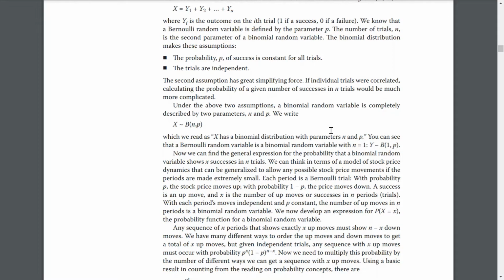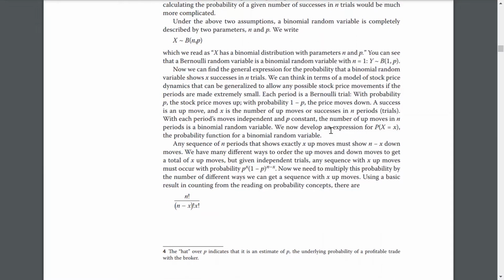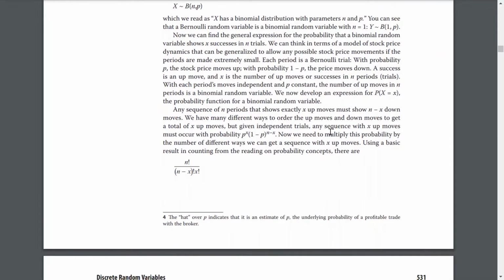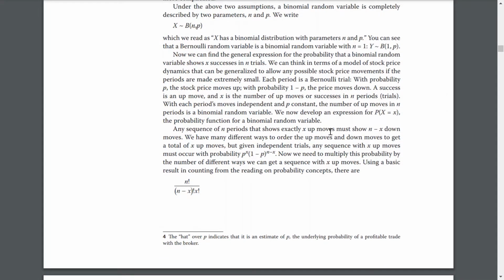The trials are independent, and the second assumption has great simplifying force. If individual trials were correlated, calculating the probability of a given number of successes in n trials would be much more complicated. Under the above two assumptions, a binomial random variable is completely described by two parameters, the n and the p. We write X is distributed with the binomial distribution of n and p, which is read as X is binomial with parameters n and p.